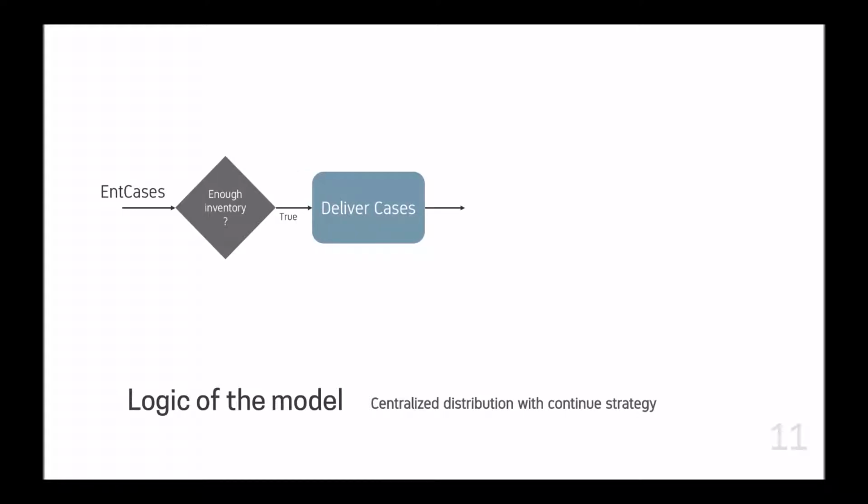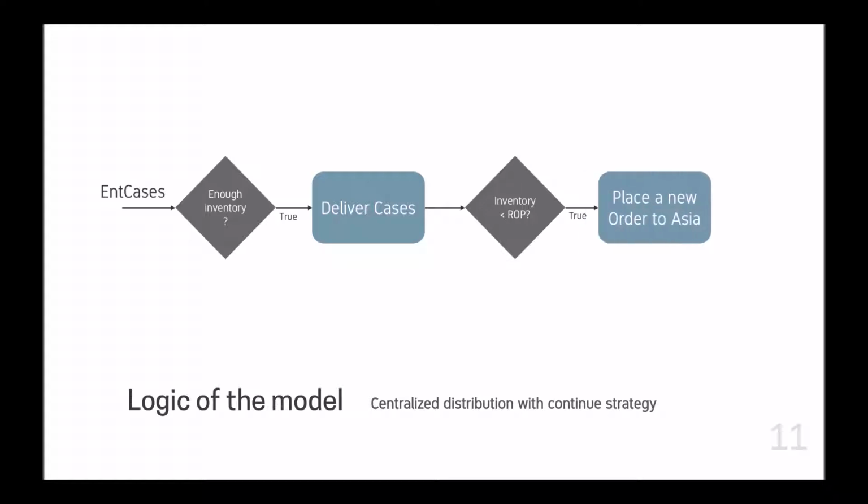When an end case enters the node, the first step is to verify the inventory. If there is enough to provide all the cases in the order, delivery is made to the country and the inventory of the distribution center decreases. Next, it is necessary to verify if the inventory level is below the ROP. If it is so, a new order is placed to Asia. If not, the process ends.